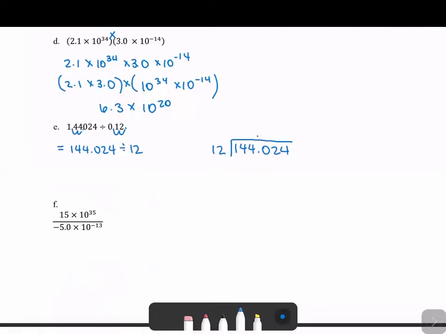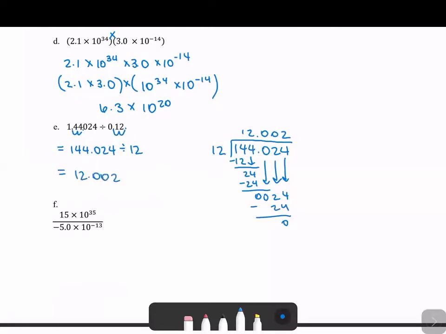Okay, so 12 can't go into 1, but 12 can go into 14 one time with 2 left over. 12 can go into 24 2 times with 0 left over. Bring down the 0, that's 0. Bring down the 2, that's 0. Bring down the 4, that's 2, with 0 left over. Okay, so this is 12.002.